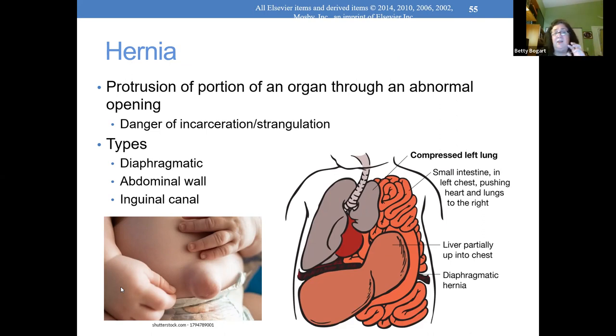It's probably an incarcerated or strangulated hernia. It means it's twisted. That means oxygen is cut off and we are on a time limit now to get that untwisted and to get oxygen back to the area which is lacking it. One of the other hernias that I really didn't even know before I went to newborn ICU is called a diaphragmatic hernia. And this is where the diaphragm doesn't form.